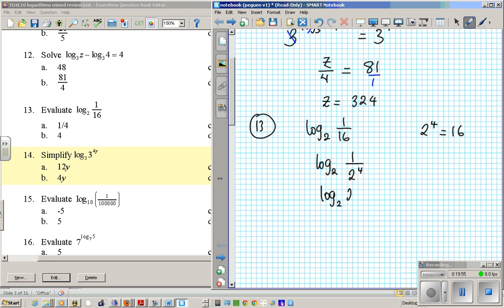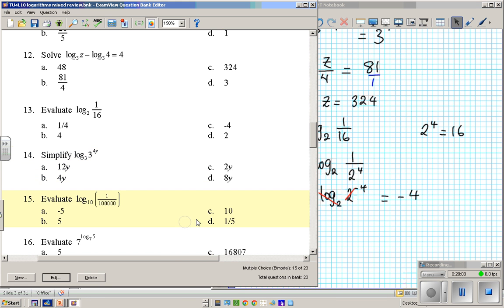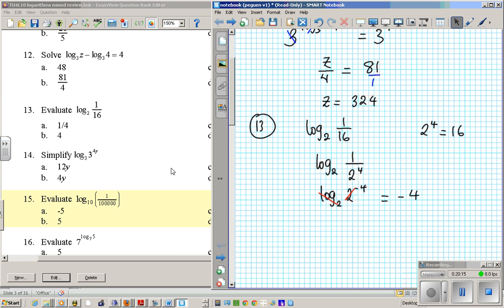So I'm going to reciprocate it. The 2 to the 4th is going to go to the top. It's going to be 2 to the negative 4. I see the log base 2 and the 2 are the same, so they cancel out, and your answer is negative 4. So your answer for number 13 is C.